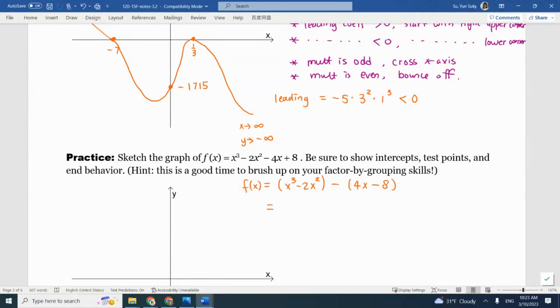How about you guys take turns to answer my questions? Hi, Derica. What is the common factor of these 2 terms? Yes, x squared. What's left? Yes, very good. Quinton, what is the common factor of the last 2 terms? These last 2 terms, 4x and 8. What's the common factor?